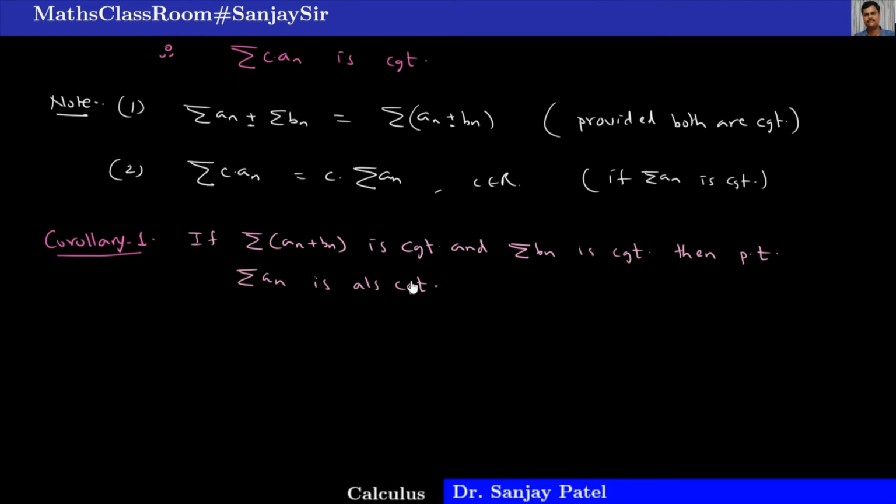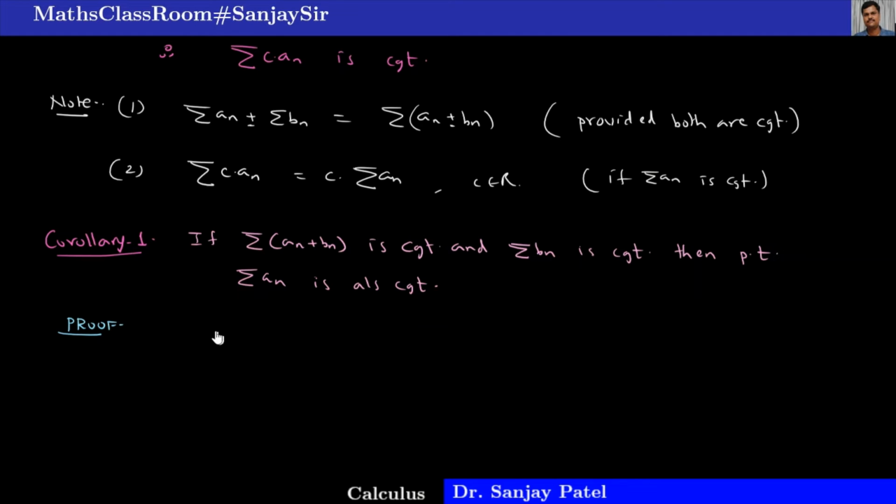What we have proved in the main theorems is if sigma an and sigma bn are convergent, then sigma (an plus bn) is convergent. The other way, if sigma (an plus bn) is convergent, and if you know one of the series, either an or bn is convergent, then the remaining series is also convergent. That is the aim of this result. So let us prove. It is very, very simple. Okay.